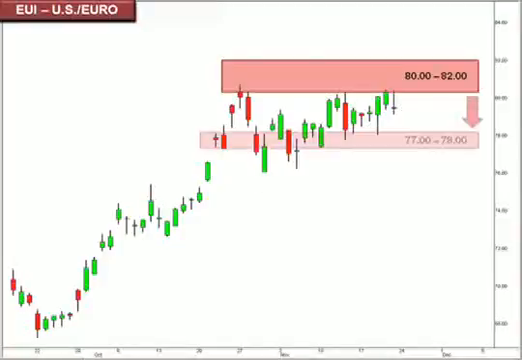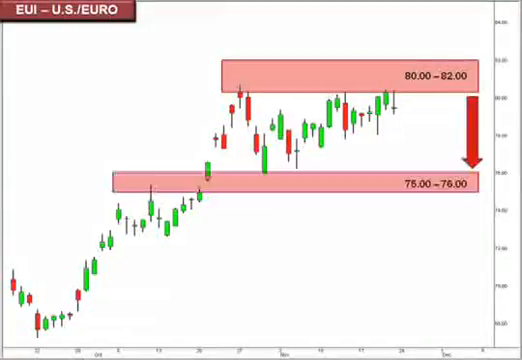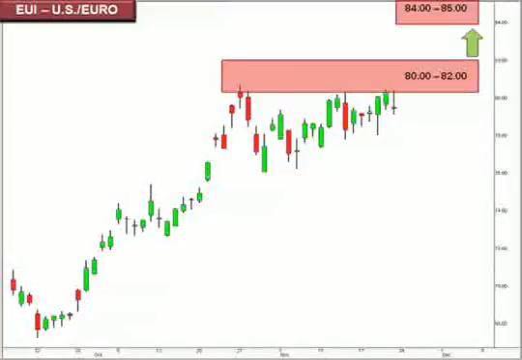Any rejection here is likely to pull back into that 77 to 78 focal zone here with an intermediate term support down within our 75 to 76 area. A break above the 80 will start the next leg higher with our first target within that 84 to 85 box.